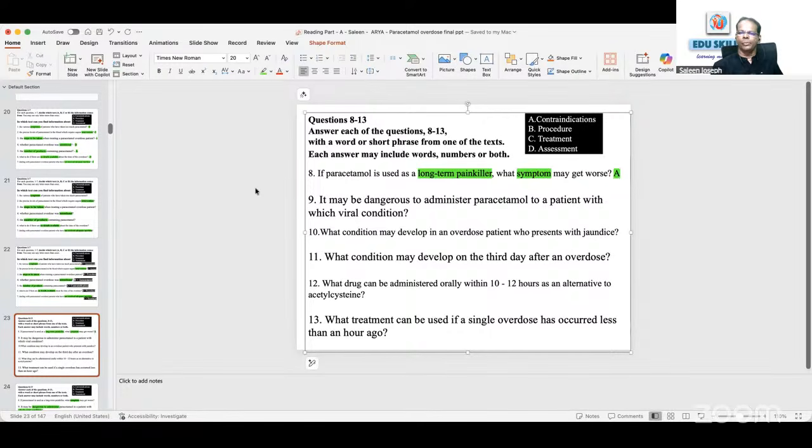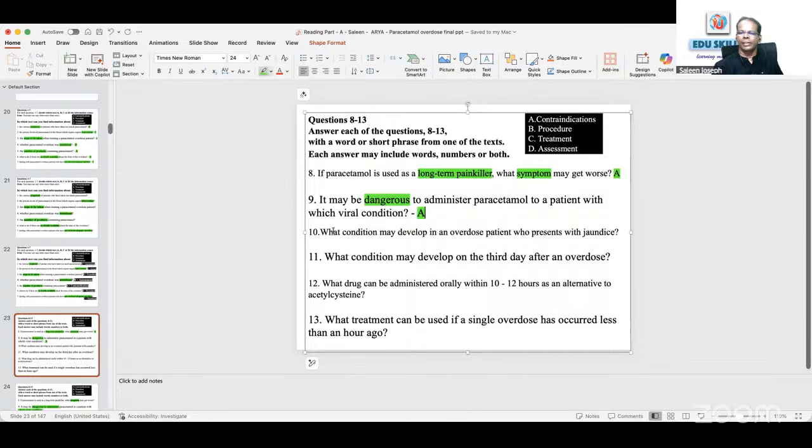Question 9. It may be dangerous to administer paracetamol to a patient with which viral condition? Dangerous, contraindication, warning, viral condition. Okay, XTA. Contraindication, warning. Yes, right.